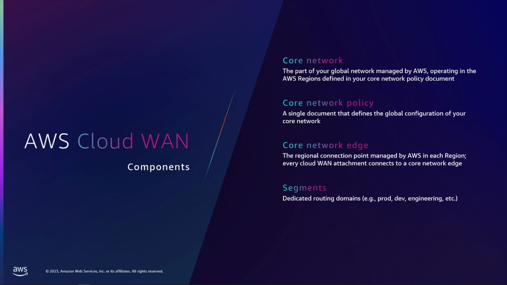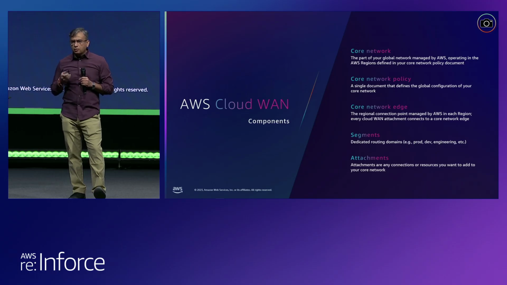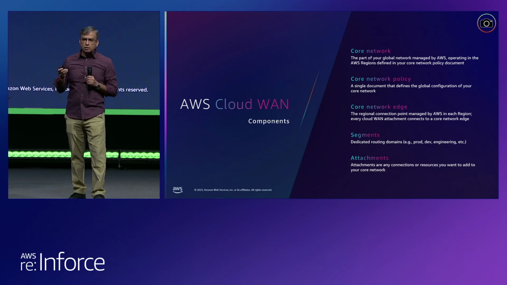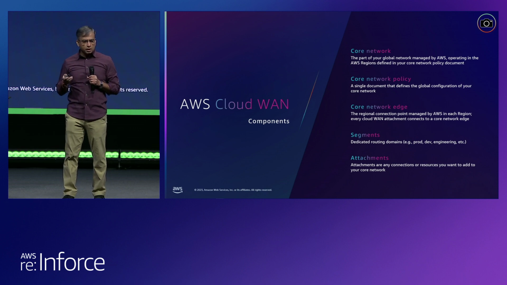The next one on the list is segments, or network segments. These are nothing but your route domain. If you compare it with your traditional network, this is similar to virtual routing and forwarding. And the last but not the least on the list is attachments. These are any connections or resources that you want to connect to your AWS core network. Today we support VPC attachments, VPN attachments, transit gateway route table attachments, and transit gateway Connect attachments.